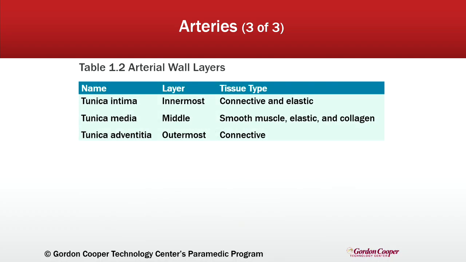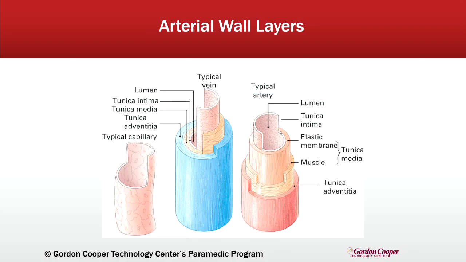So here it just talks about the different layers. You'll see that the tunica intima, the innermost layer, is connective and elastic. And here's what we're talking about also, looking at each one. So you see a typical vein, typical capillary, typical artery.